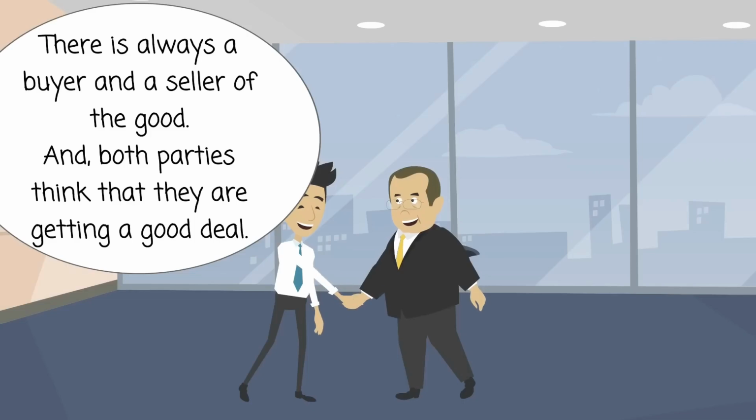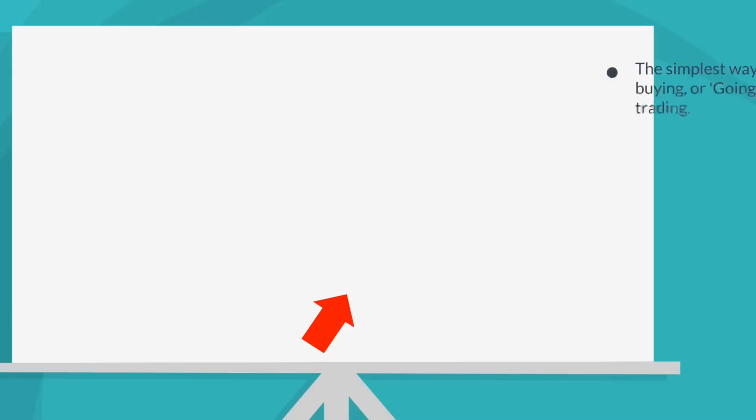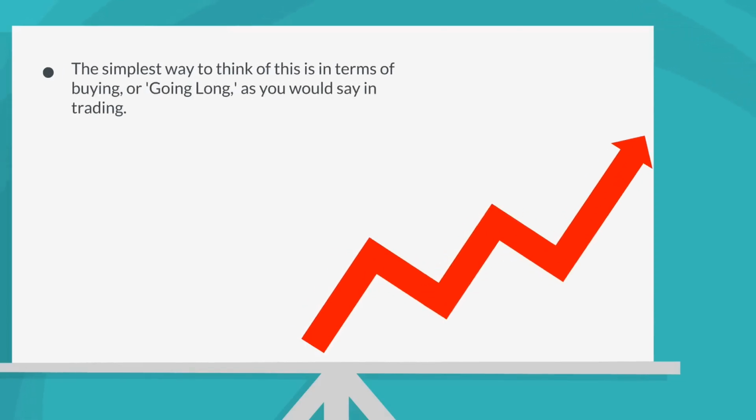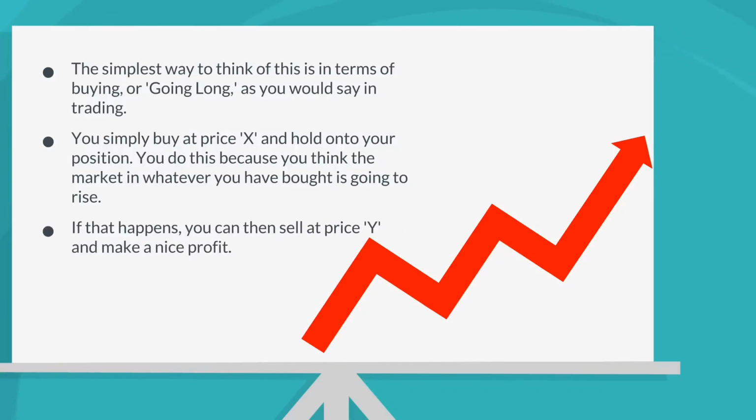There is always a buyer and a seller of the good, and both parties think that they are getting a good deal. Otherwise, they wouldn't pay the price or accept the offer respectively. As a trader, we try and profit off of any buying and selling we do. The simplest way to think of this is in terms of buying, or going long as you would say in trading. You simply buy at price X and hold onto your position. You do this because you think the market in whatever you have bought is going to rise. If that happens, you can then sell at price Y and make a nice profit.